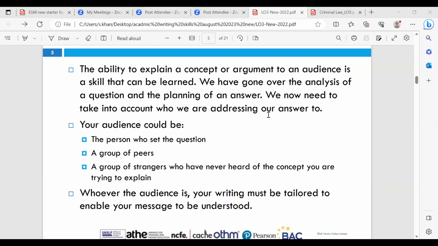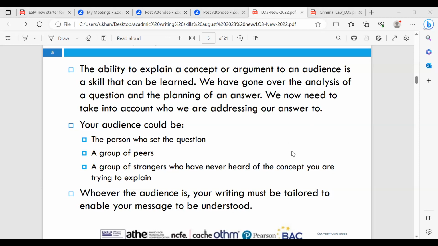You make the audience know what you are trying to. Yeah, excellent. What you are trying to get across to them. So you must have that ability to explain a concept or an argument to an audience, and it is a skill that can be learned. We have gone over the analysis of a question and the planning of an answer in the last session. We now need to take into account who we are addressing our answer to.